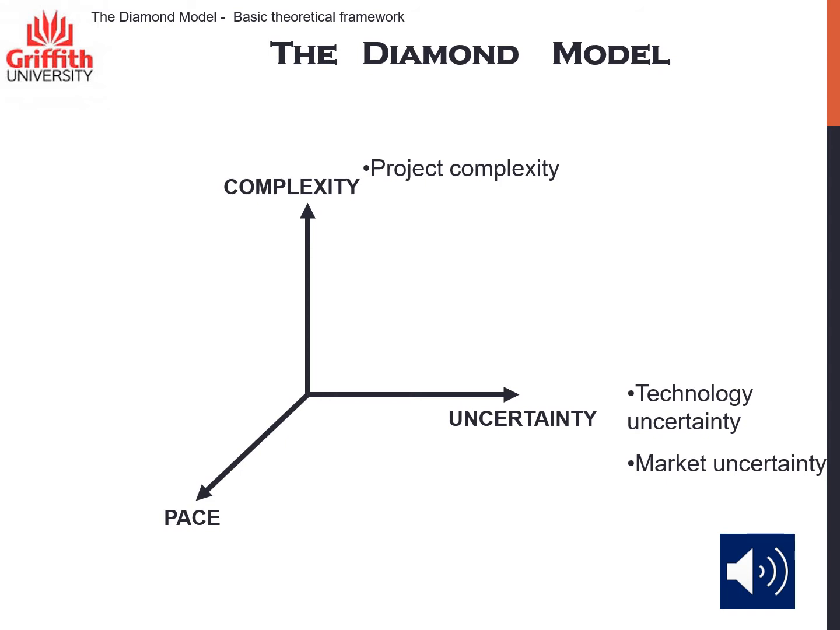Will our technology work? Do we know how to do these tasks? And regarding market uncertainty, we need to answer the questions regarding who are our customers, where are they located, and what is the size of our market. Finally, pace is about the time dimension of the model. It refers to the nature of deadlines. Are the deadlines rigid or are the deadlines flexible?